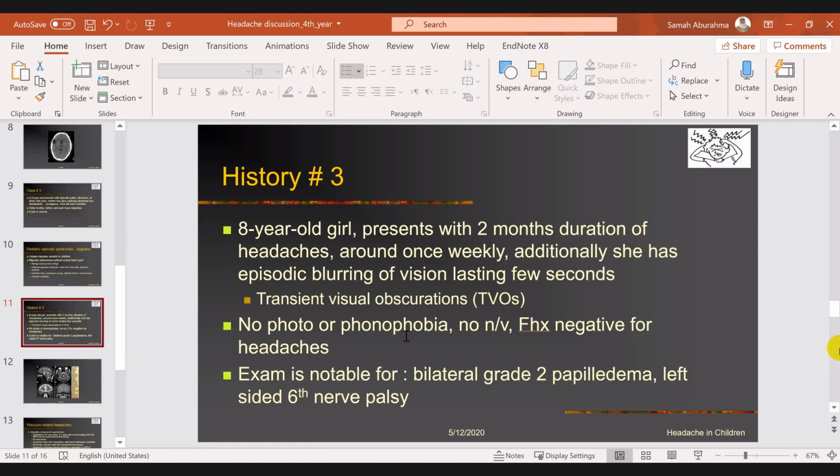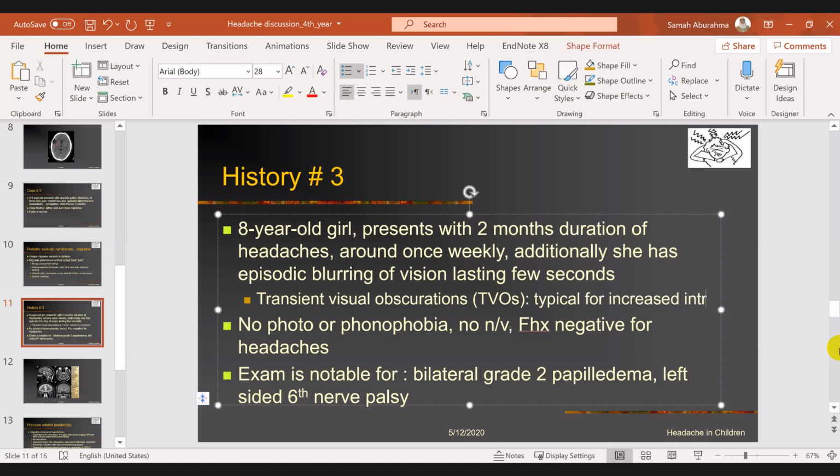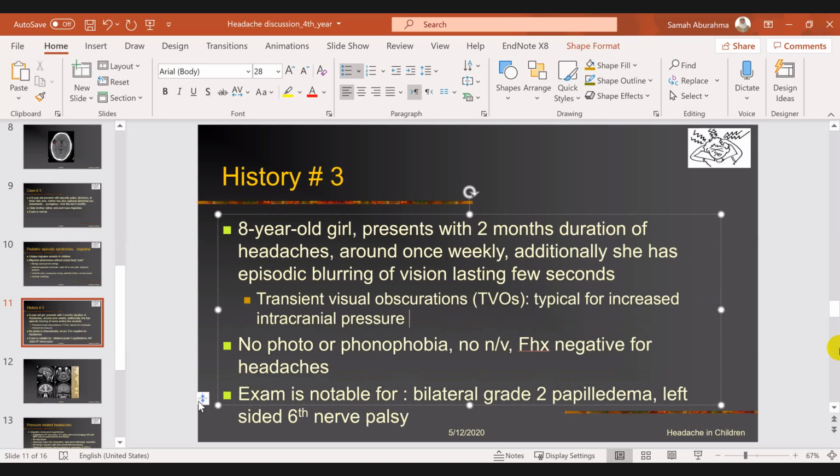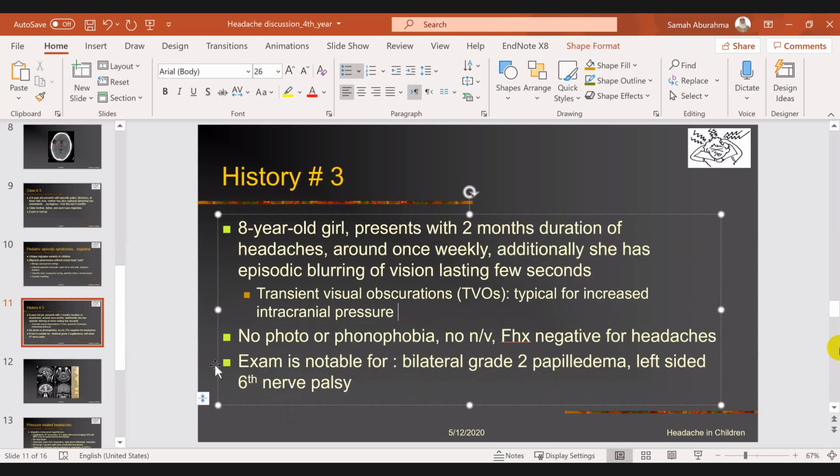Yes. Excellent. Transient visual obscurations are actually typical for increased intracranial pressure, okay? Typical. When you hear someone who has transient visual obscurations, we should think of increased intracranial pressure. So, do you think this patient needs further investigations? Sure. Yes. Would you like to do imaging? MRI. Excellent. MRI of the brain. Always preferable to CT scan of the brain, okay?